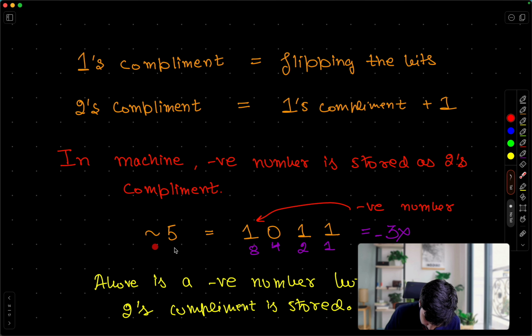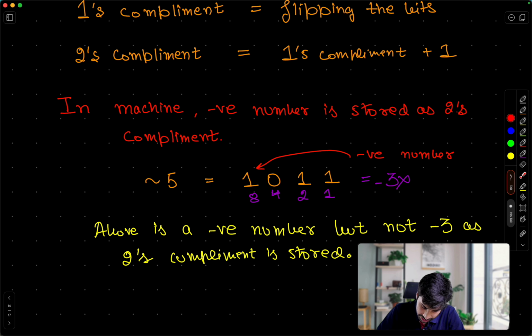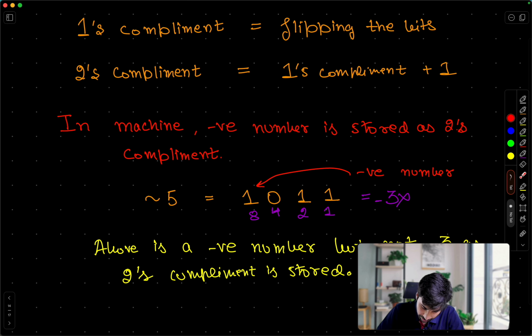So for example, for this 5, we have made it 1 0 1 1. Now normally we say that this is something where we are identifying it as a negative number, but overall it is still not going to be negative 3, because 1's complement is not saved. This is just, you have made a complement once, right? So I will repeat myself. 2's complement is saved in the machine as a negative number.